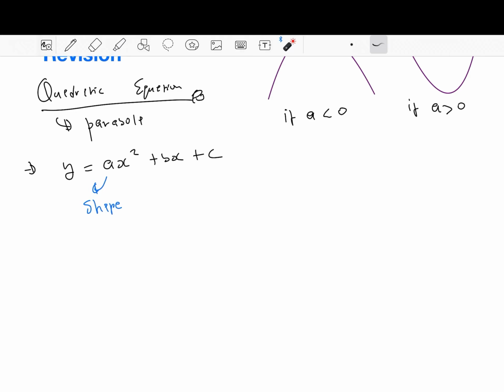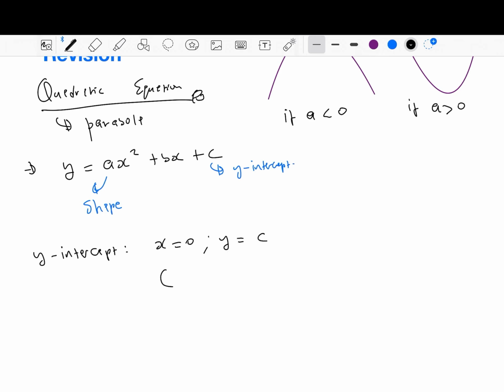But what is significant here is c. C is very significant. c is your y-intercept. What does that mean? It means that when x is 0, y is equal to c. That's what this means. Y-intercept means that when x is 0, y is equal to c.